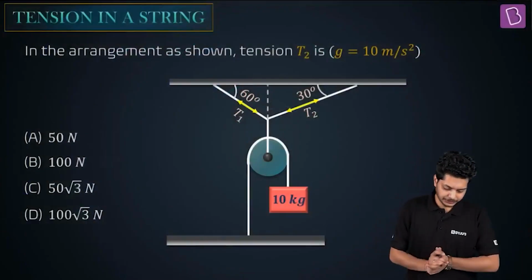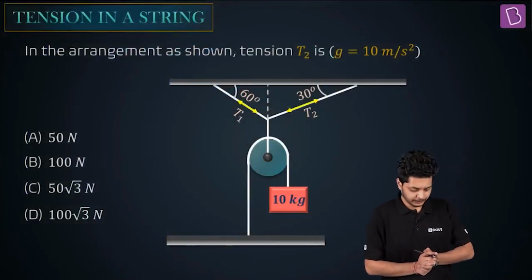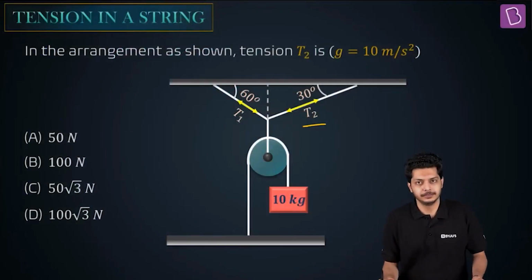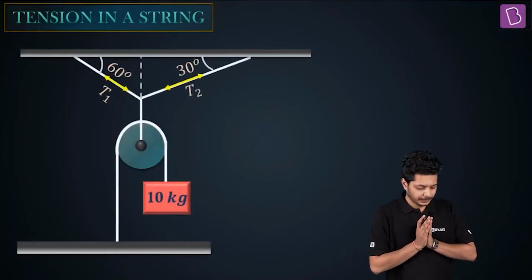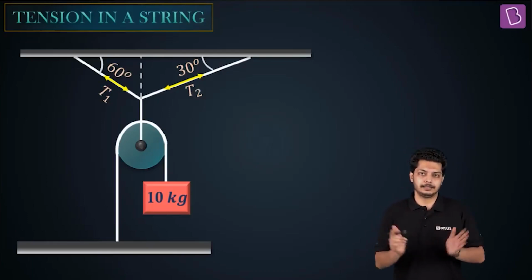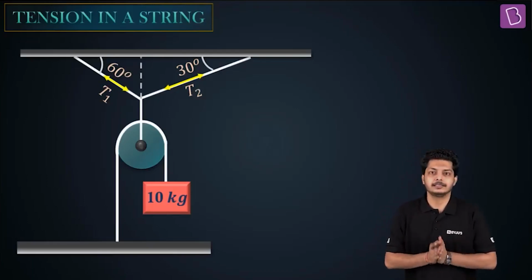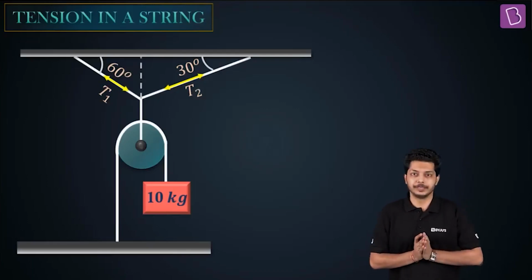In the arrangement as shown, tension T2 is... In this arrangement, we have to find the magnitude of tension T2. First of all, let's analyze the diagram. Let's analyze the arrangement. Here, we have been given that this system, this arrangement, is at rest. Or, in other words, in the language of physics, this system is in mechanical equilibrium. Correct?